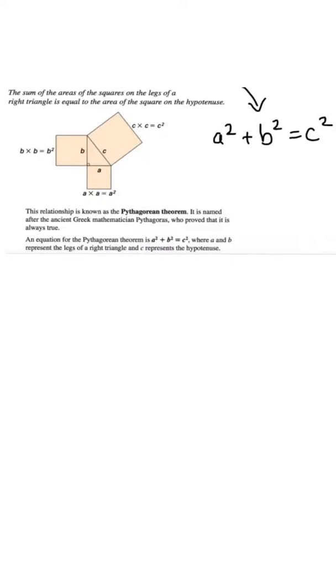We can use a math formula to figure out one of the sides if we know two of the sides. This is called the Pythagorean theorem, and the formula that we're going to be using is a squared plus b squared equals c squared, where c squared is the hypotenuse. So a squared is leg 1, b squared is another leg, and then the hypotenuse is c squared.